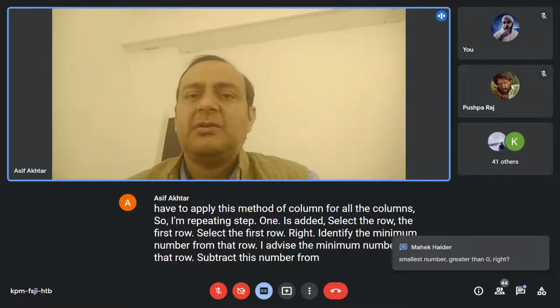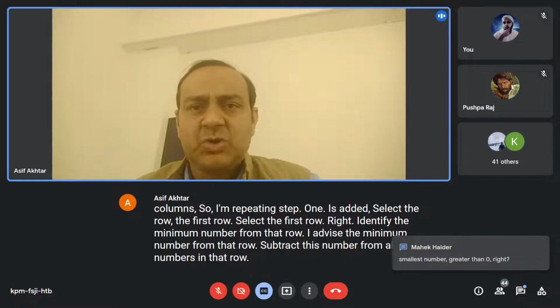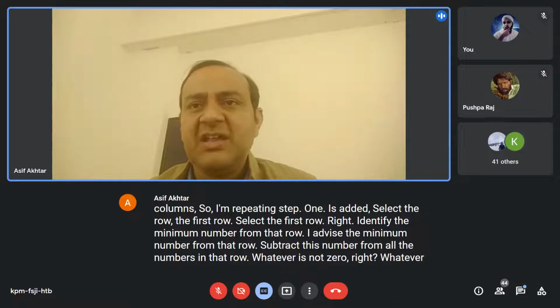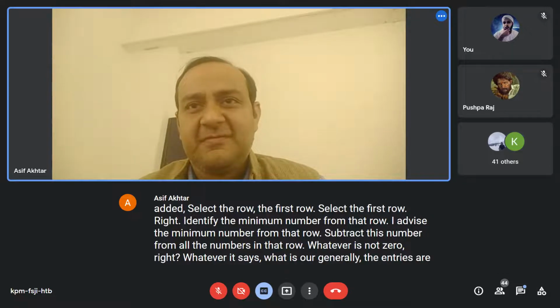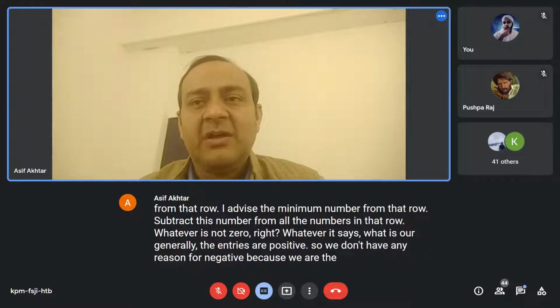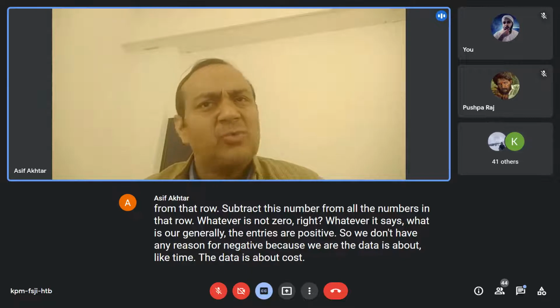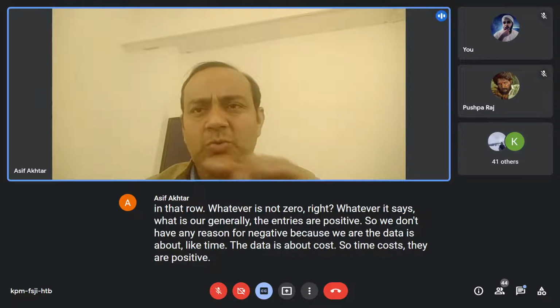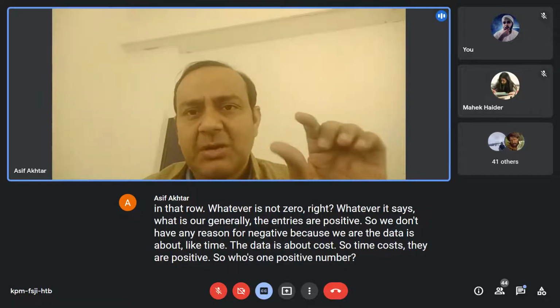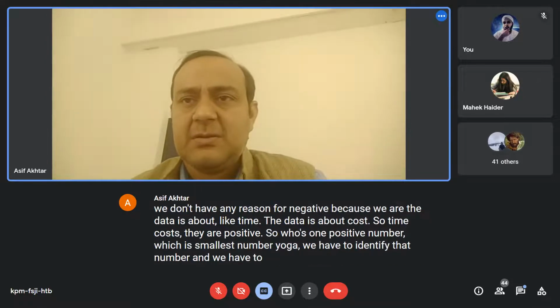Subtract this number from all the numbers in that row. Whatever is the smallest number, it's not 0, right? Generally, the entries are positive, so we don't have any reason for negative, because the data is about time and cost. So time and cost are positive. From those positive numbers, whichever is the smallest number, we have to identify that number and subtract it. Yes, please.